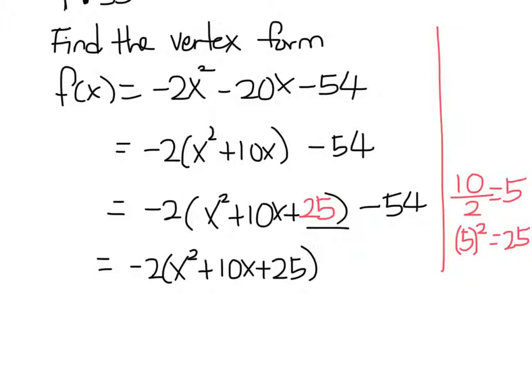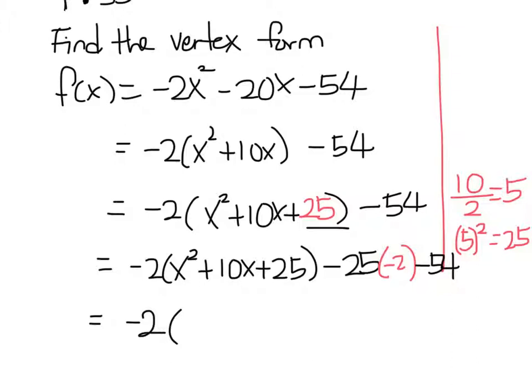So then you want to subtract the 25, but you can't just subtract the 25 because it was a prisoner of what? The -2, right? And then you got to include the -54. Okay? So there you go.